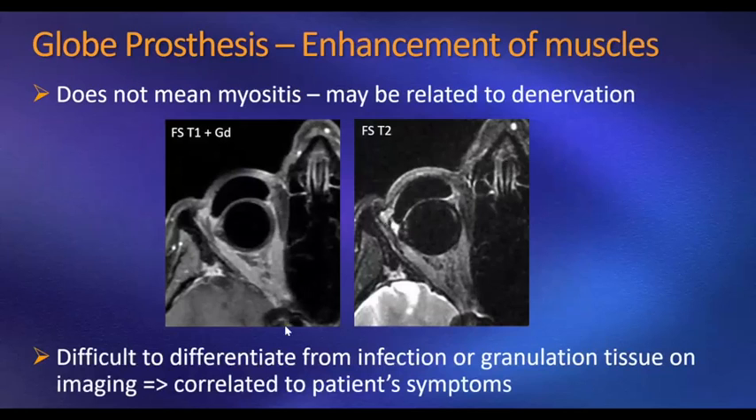In addition, sometimes extraocular muscles will show profound enhancement. This does not always mean that you're dealing with an infection such as myositis. This can be related to denervation of the extraocular muscles, which in the acute phase will show marked enhancement and edema. This is a challenging situation for the radiologist that needs to be reported, but the main reason why we need to report it is that we alert the physician that they have to correlate to clinical findings and symptoms to determine if we are dealing with infection or denervation of the muscular structures.